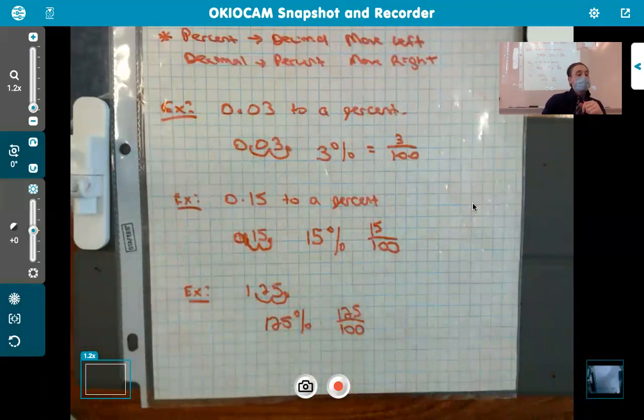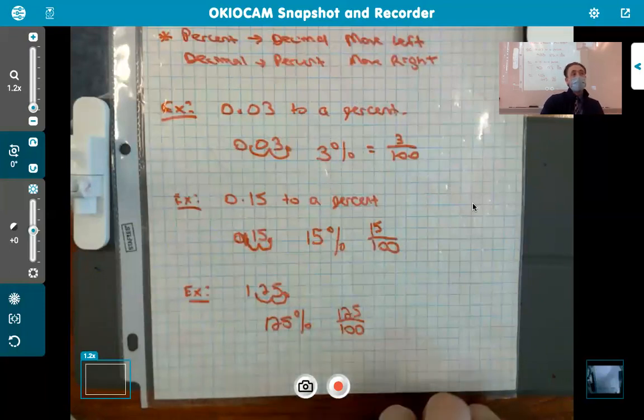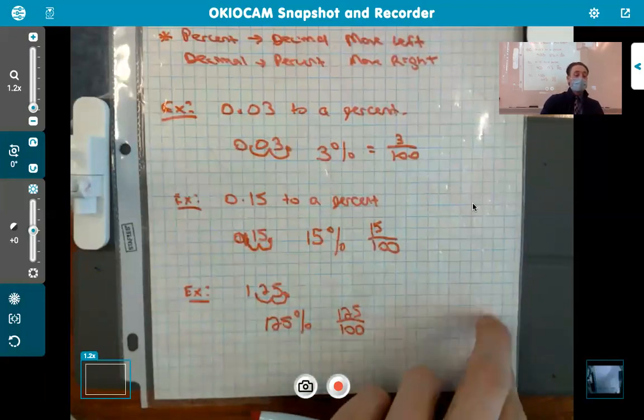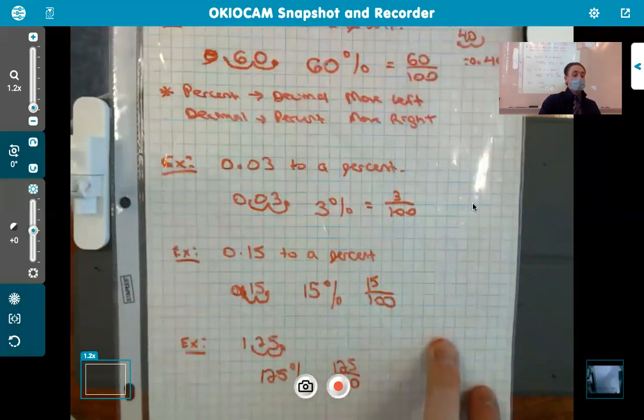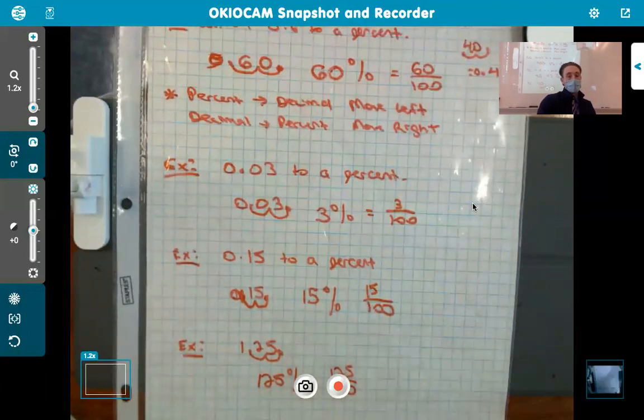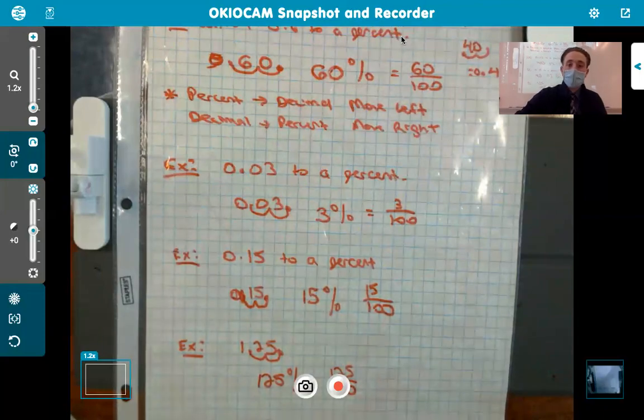Any questions about converting from a decimal to percent, or what we talked about yesterday when we're converting percent to decimal? We know that the difference is we move to the left from a percent to decimal, move to the right from decimal to percent, and we should keep everything pretty on track if we remember that. Okay. Any questions at all? Okay.